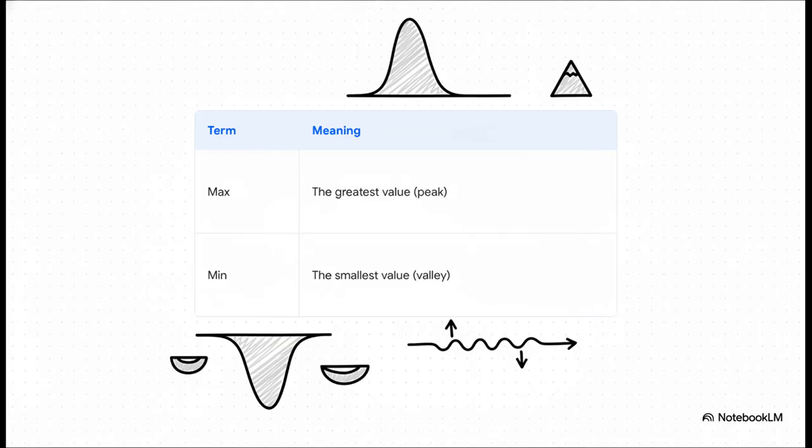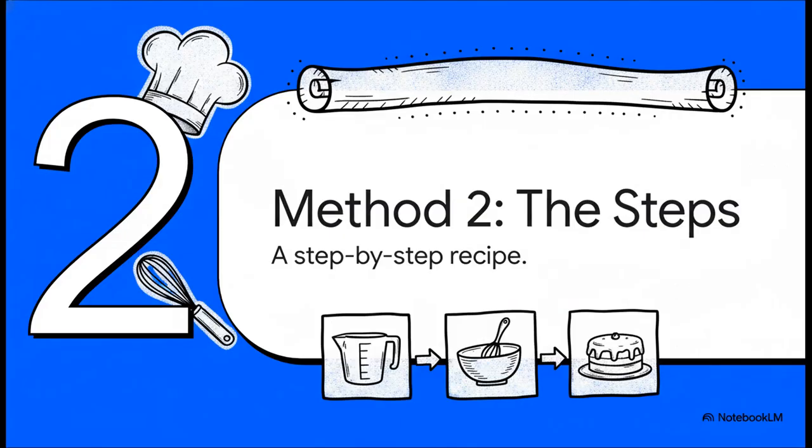And this idea breaks down into 2 super simple parts. You've got a max, short for maximum, that's your peak, and you've got a min, short for minimum, that's your valley. Max and min. See? Simple. Okay, so maybe definitions aren't your thing. If you're thinking, just give me a clear recipe to follow, well, this next method is tailor-made for you. Let's get into method 2, the steps.